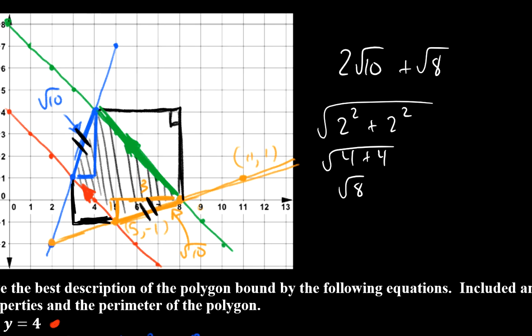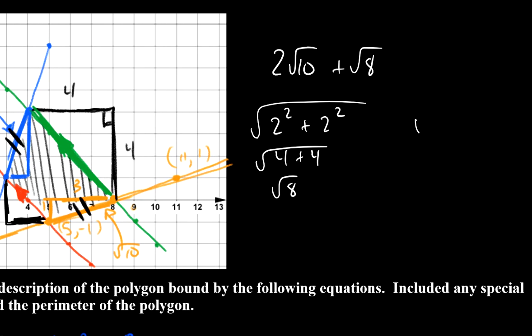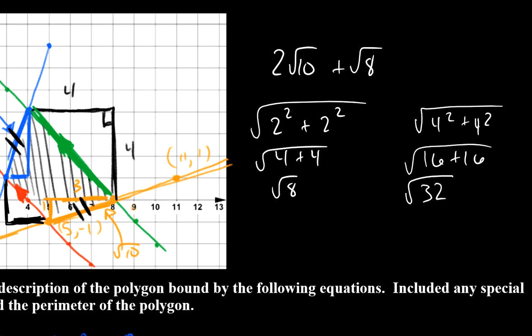So for this piece, this is 4 units, and this is 4 units. So if I wanted to calculate the length of that piece, it would be the square root of 4 squared plus 4 squared. These are each 16. And if I had 2 16s, that's 32. So this is the square root of 32. And I'll just write it like that. So this is the area.